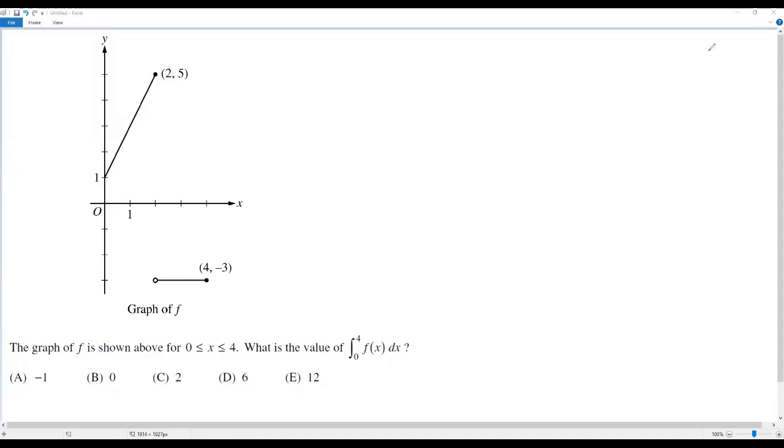Here we have an AP Calculus BC problem. Okay, let's go to the question. The graph of f is shown above for 0 less than or equal to x less than or equal to 4. What is the value of the integral from 0 to 4 of f of x dx?